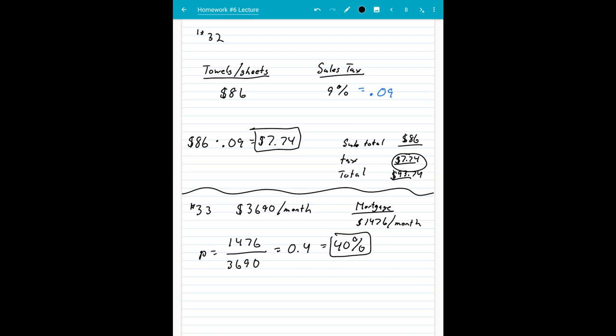All right, so let's look at number 37. This one's interesting because it throws a... Oh, I'm sorry, not number 37. I want to do number 36. So number 36. This one throws off a bunch of students because the way it's worded matters.